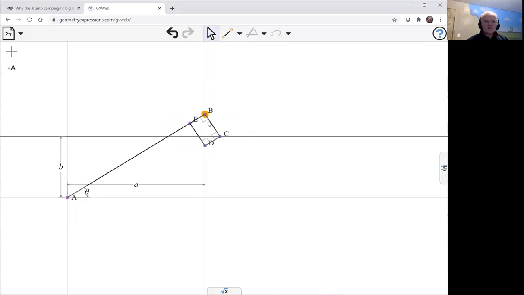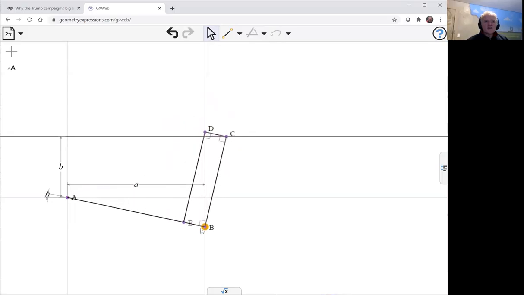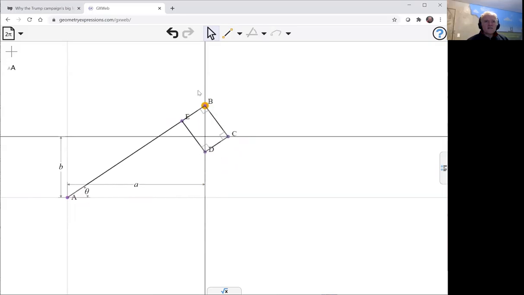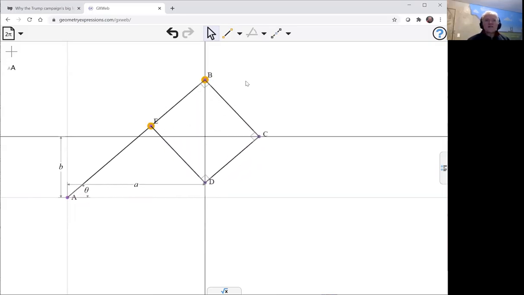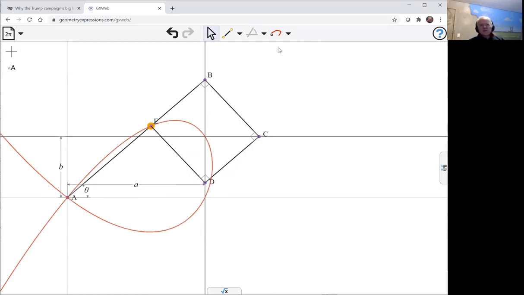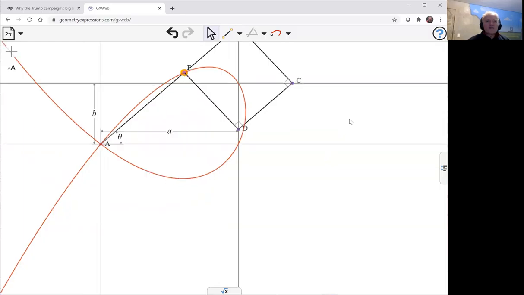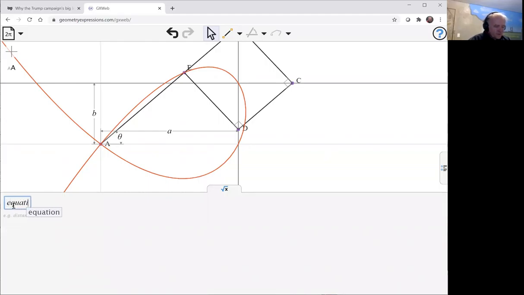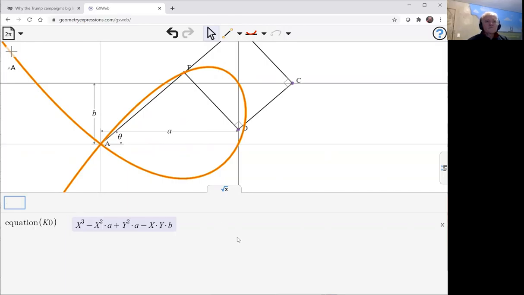So with that, we can see how it's going to vary as we move. Let's see. I have 2 points selected. I have to only have one. Now we can do a trace. And there is my skewed parabolic leaf. Let's have a look for its equation. You see, again, a cubic curve.